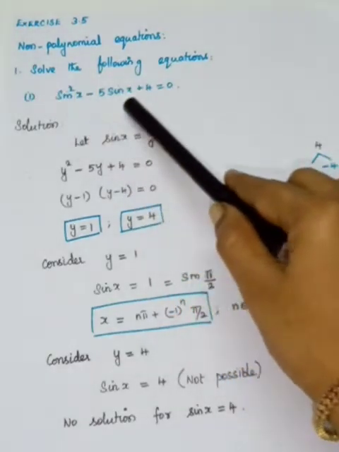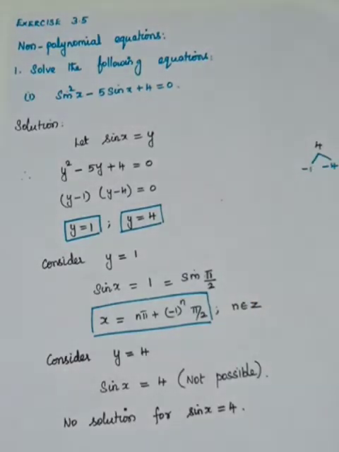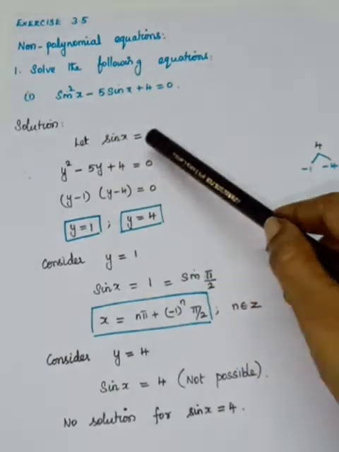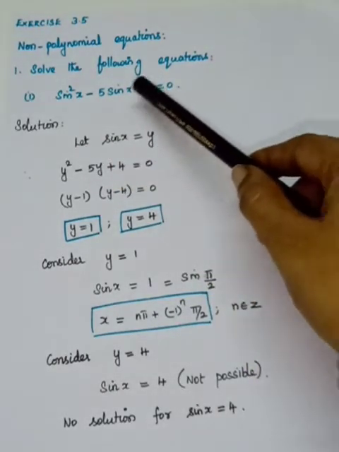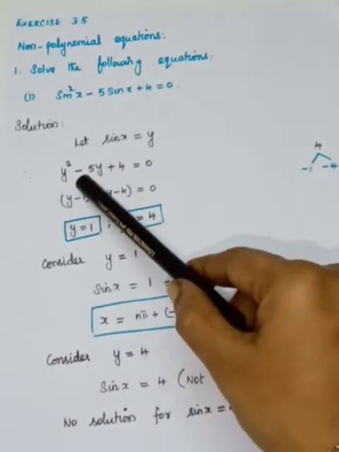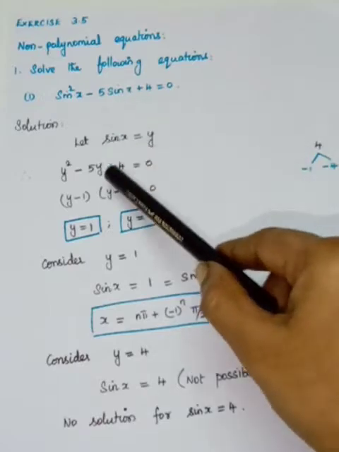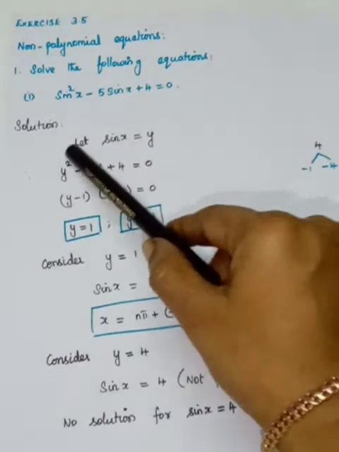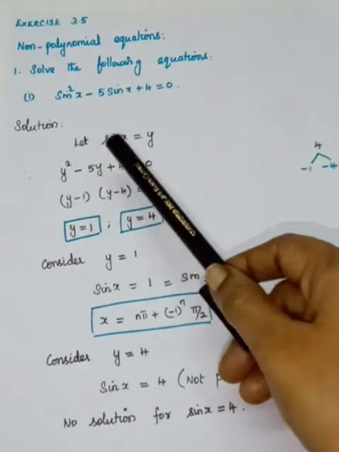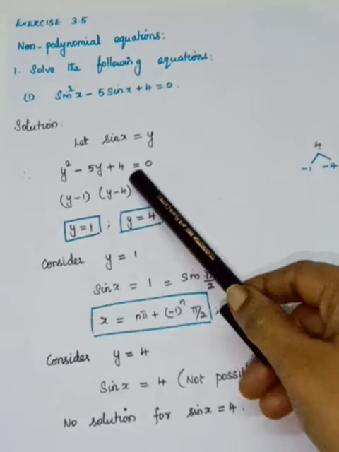So it is not a polynomial equation, but it looks like a polynomial equation. So first you substitute sin x is equal to y in that equation. So the first term will become y squared minus 5y plus 4 is equal to 0. Now it is a polynomial equation in y of degree 2. So it is a quadratic equation.